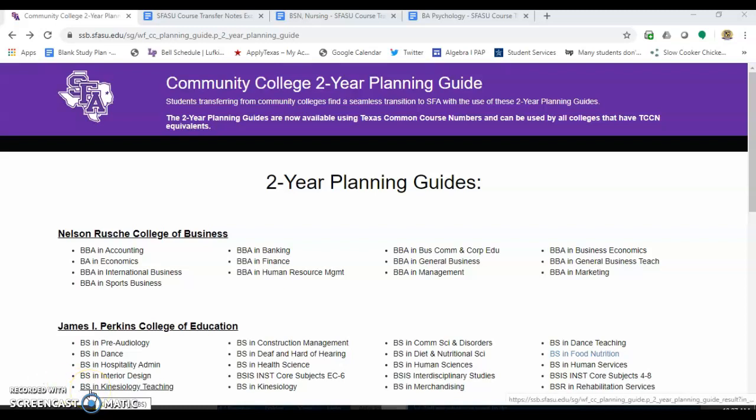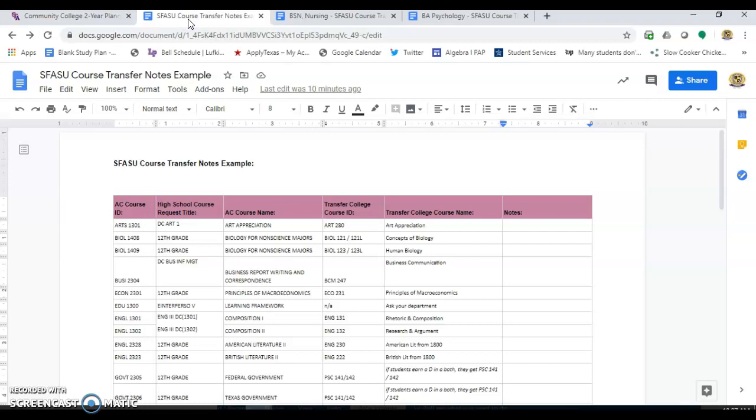So I want you to pull up two different things for me from the Google Classroom. First you're going to click on the link that says Community College to Your Planning Guide. What that's going to do is pull up the SFA Community College to Your Planning Guide that will give you a list of every major that they offer. And then I'd like you to pull up the SFA Course Transfer Notes example.